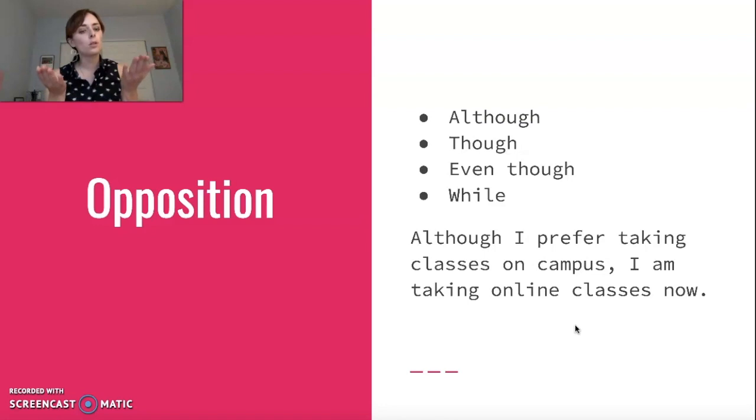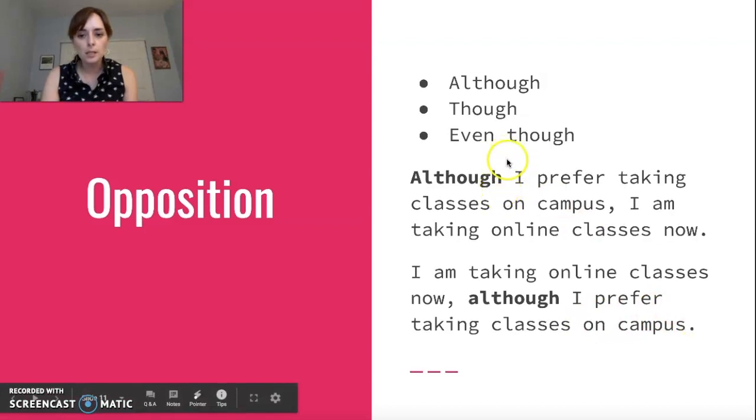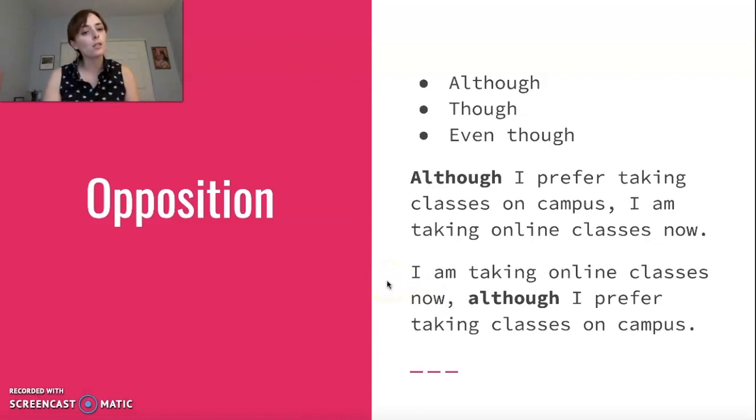Do you see how those are a little bit opposite? I prefer it one way, but I'm doing it another way. So those are opposites, okay? So although indicates that relationship. We can also write it like this. I am taking online classes now, although I prefer taking classes on campus. So does the meaning between this sentence and this sentence change because the order of the clauses has changed? No, they mean exactly the same thing. So this sentence and this sentence has the same meaning.